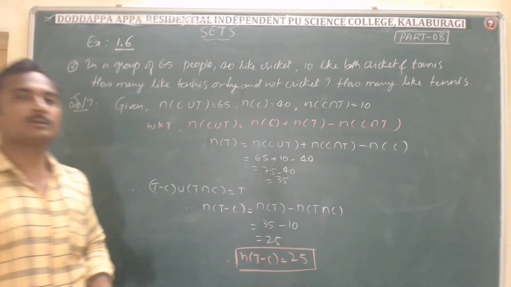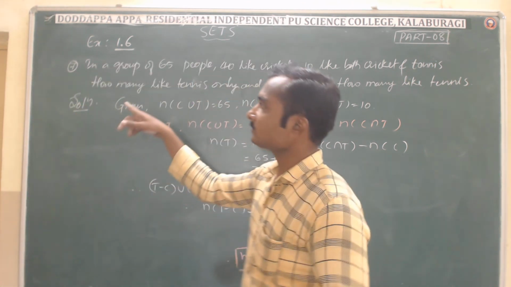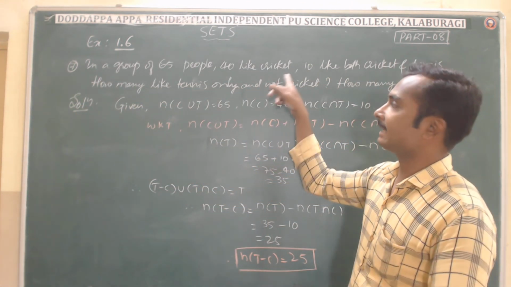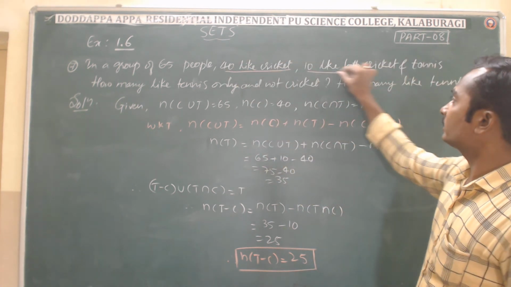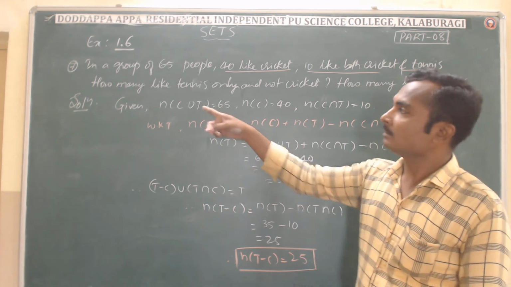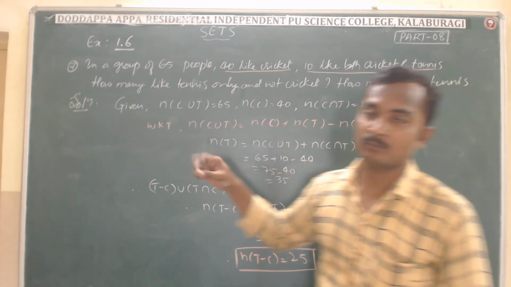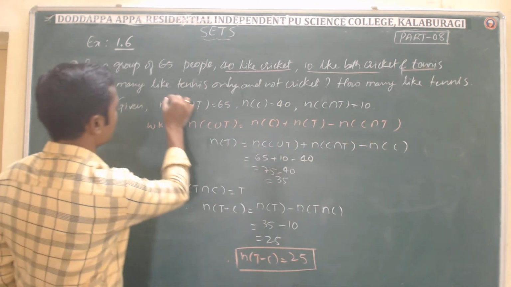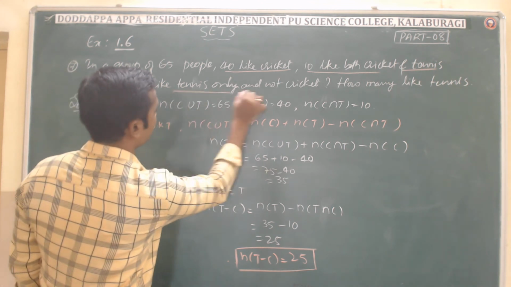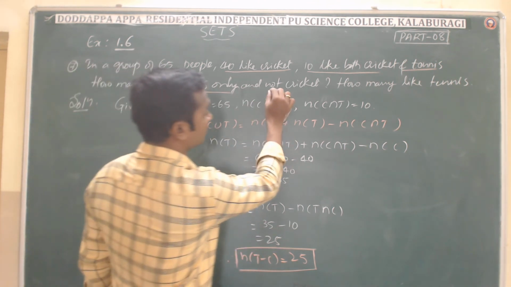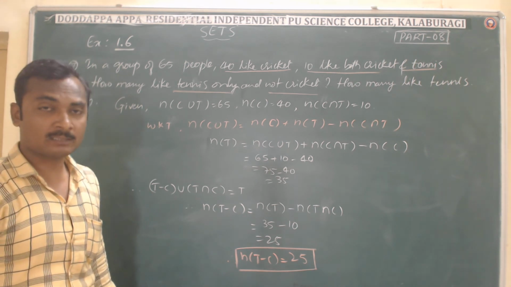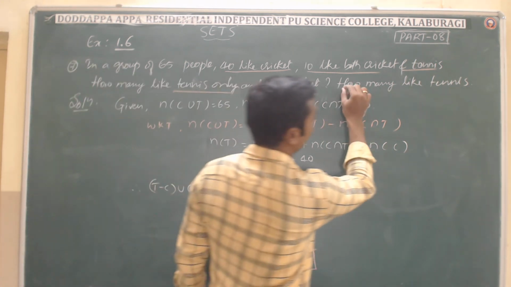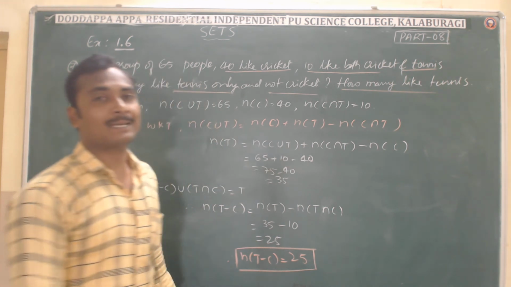Okay students, so one more example you can see. In a group of 65 people, 40 like cricket, and 10 like both cricket and tennis. How many like tennis only? We have to find how many people like only tennis, but not cricket. Only tennis, not cricket. And at the end, we have to find how many of them like tennis.